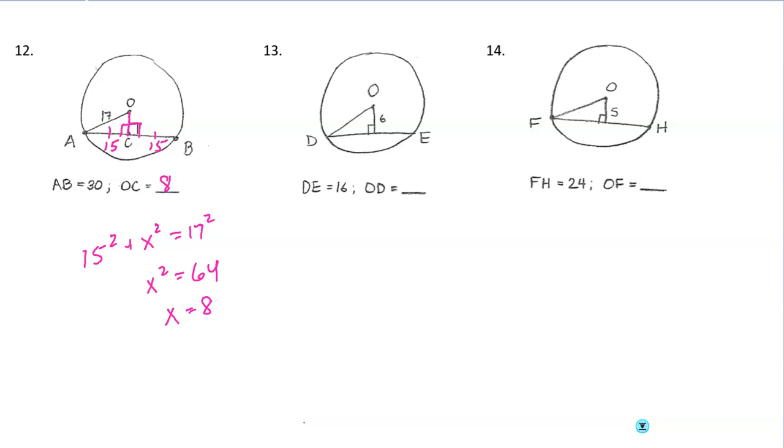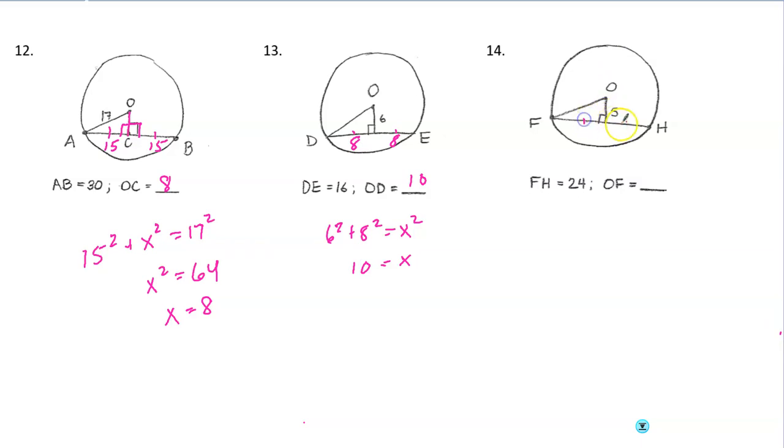In 13, again, I have this radius coming from the center. It's perpendicular. Well, it's not a radius, but again, it would be a radius if you kept drawing. But I have this segment coming from the center, and it's perpendicular. So it bisects this. If the whole thing is 16, then they're each 8. And then I want OD, which is the radius. That is a triple. It's a 6, 8, 10. But if you didn't know that, you could do 6 squared plus 8 squared equals X squared and solve, and you'd get 10.